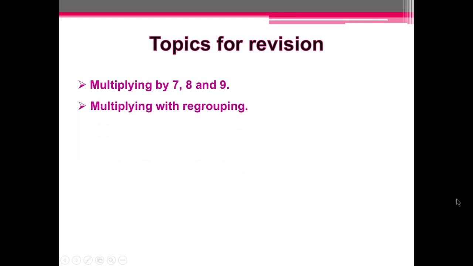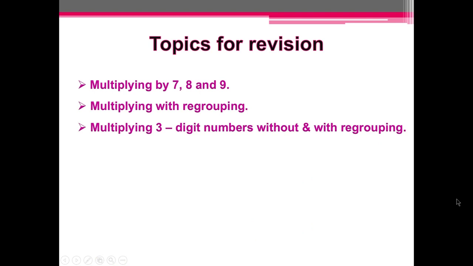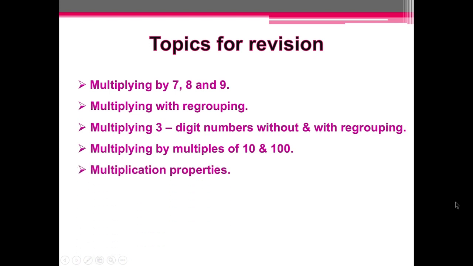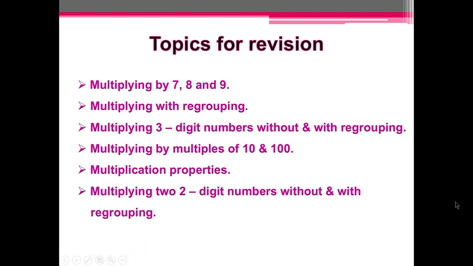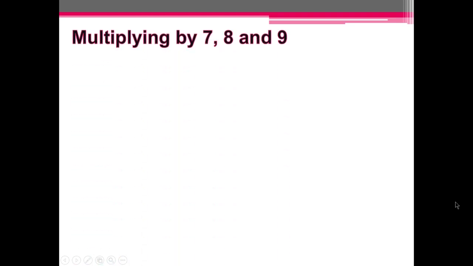Multiplying with regrouping. Multiplying 3-digit numbers without and with regrouping. Multiplying by multiples of 10 and 100. Multiplication properties. Multiplying two two-digit numbers without and with regrouping. Last one, story sums. Now, let's move towards our first topic, that is multiplying by 7, 8 and 9.